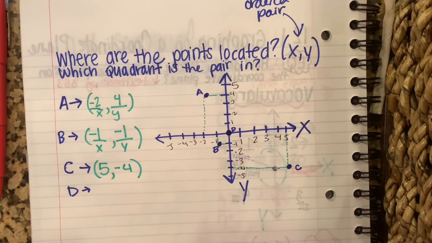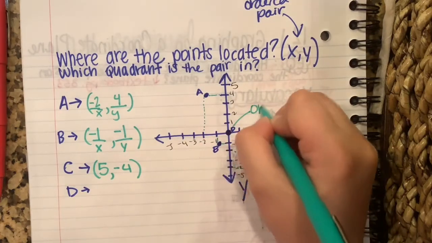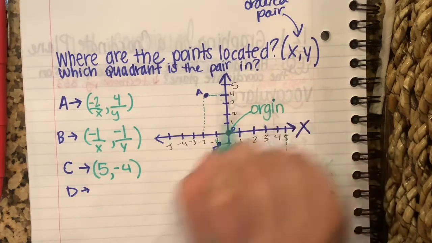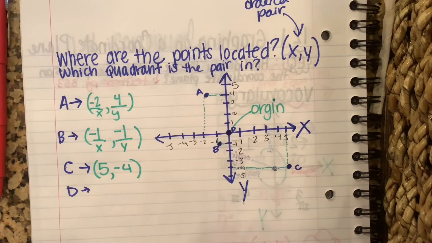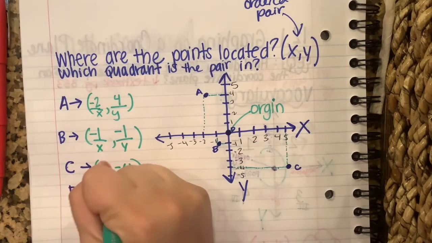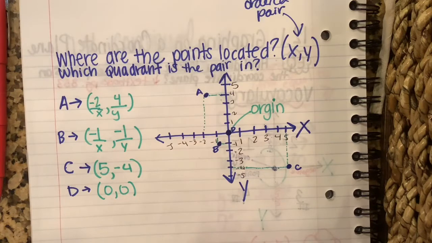My last point is D, and D is very unique. D is at the origin. Now, if you remember from our previous page of notes, the origin is neither positive nor negative, and it's right in the center. The origin's ordered pair is 0, 0. So if you ever see a point at the origin, you know your two coordinates are 0, 0.